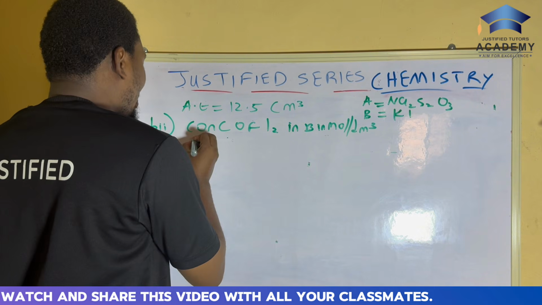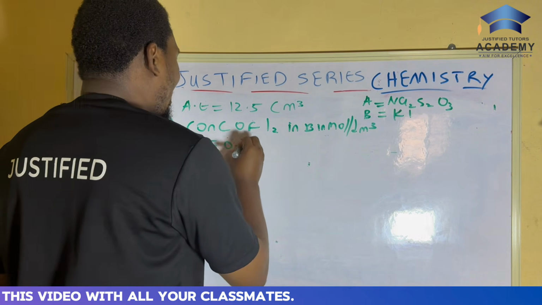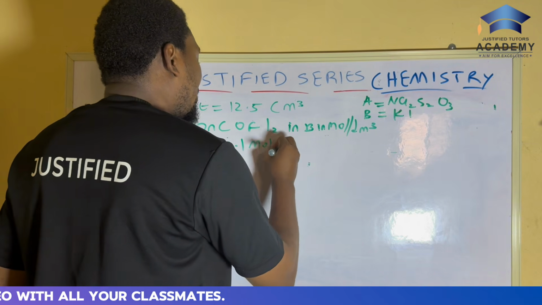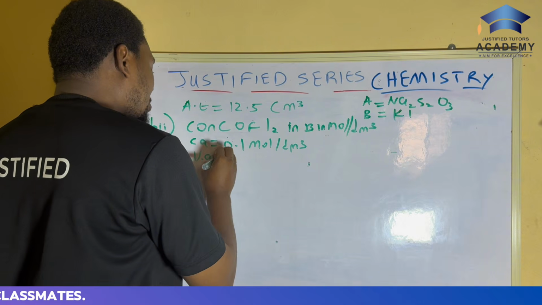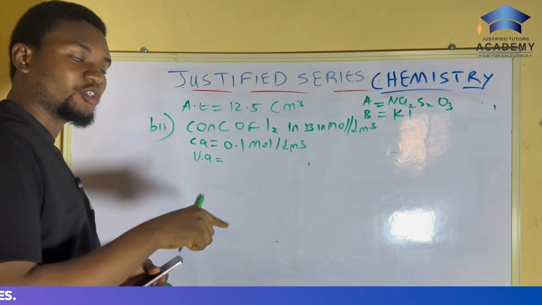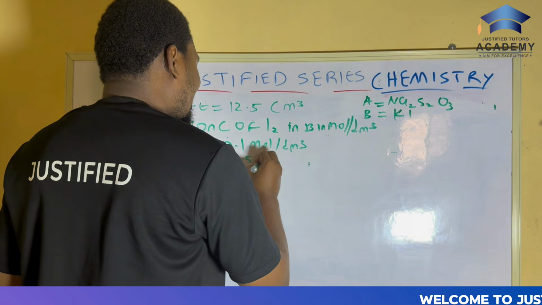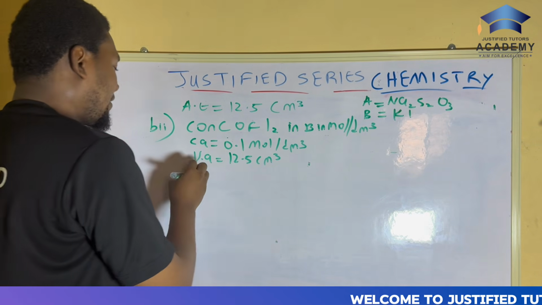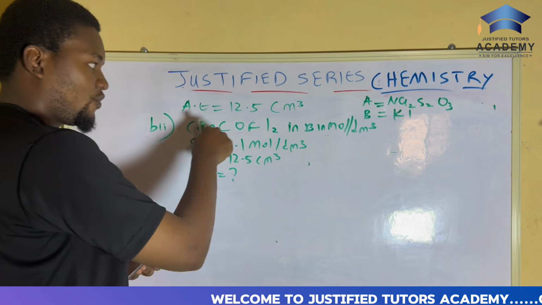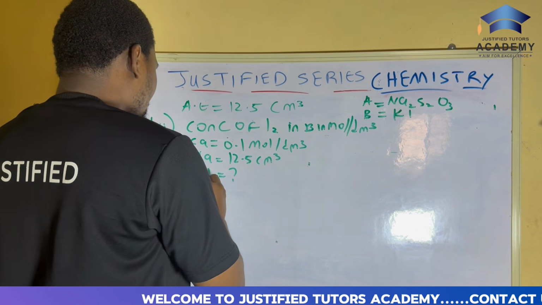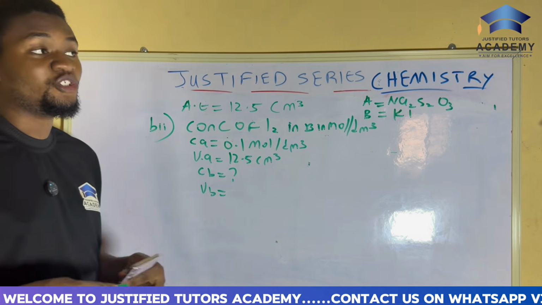We already have our conc of A to be 0.1 mole per dm cube. Then our volume of acid is your average titre value, 12.5 cm cube. Then we have the conc of B, which is what we're looking for. And the volume of B is always 25.0 cm cube.